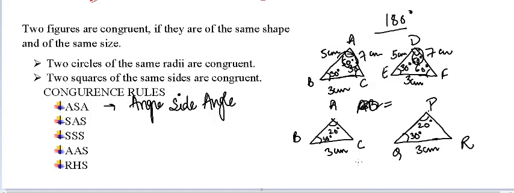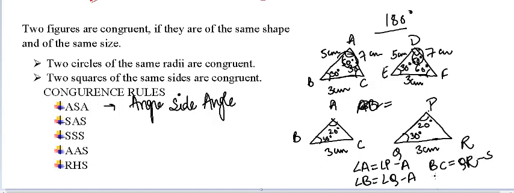These two angles are equal. Angle A is equal to angle P, right? And angle B is equal to angle Q. And BC is equal to QR, right? This is angle, side. This proves that triangle ABC is congruent to triangle PQR. So this was my AAS congruency rule.